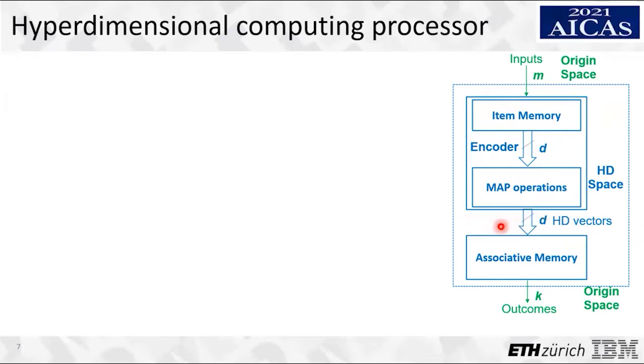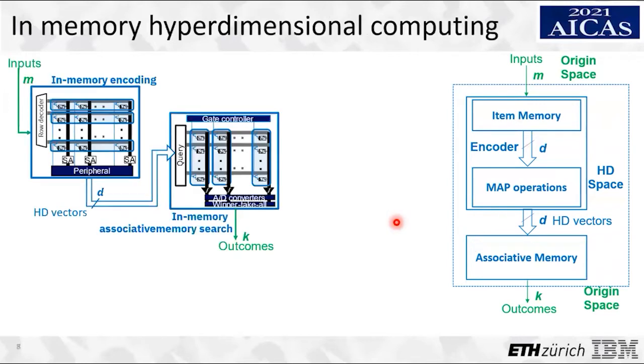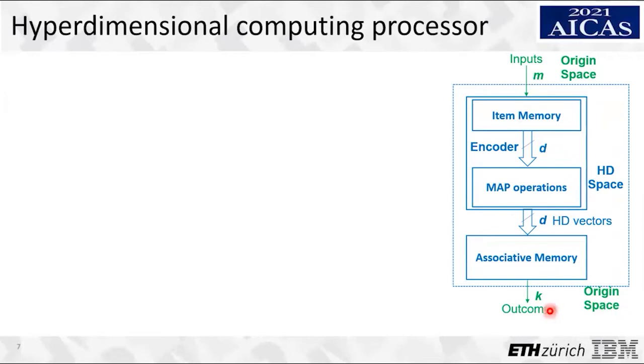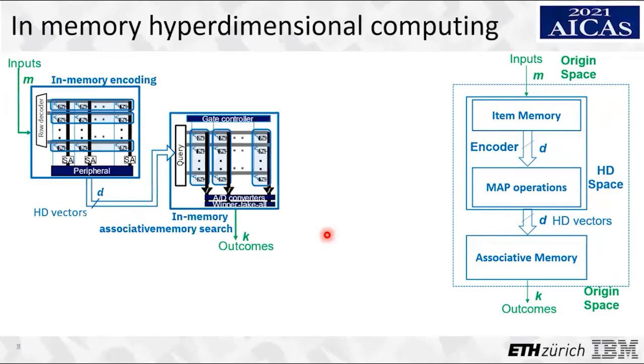As you have noticed, this frequent access to the item memory and the associative memory makes this HD processing a good candidate for in-memory computing. So in in-memory computing, the processing is applied on data while the data stays in the memory.